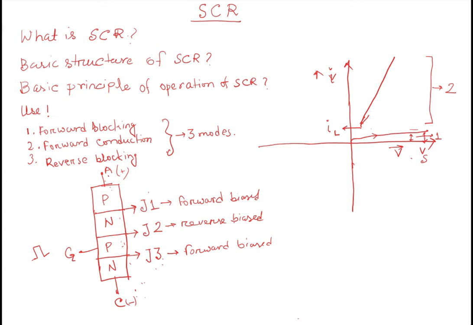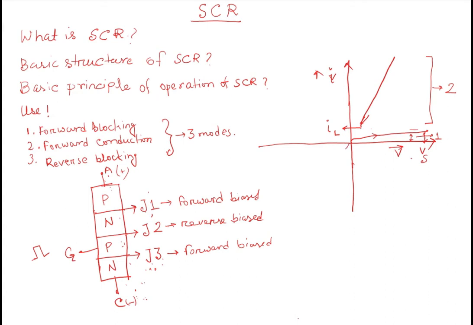Next is reverse blocking mode. Reverse blocking mode is achieved when a negative voltage is applied at the anode and a positive voltage at the cathode. So J1 and J3 will be reverse biased, whereas J2 will be forward biased. In that case, the device works as two reverse biased diodes connected in series. So only a small leakage current will flow.